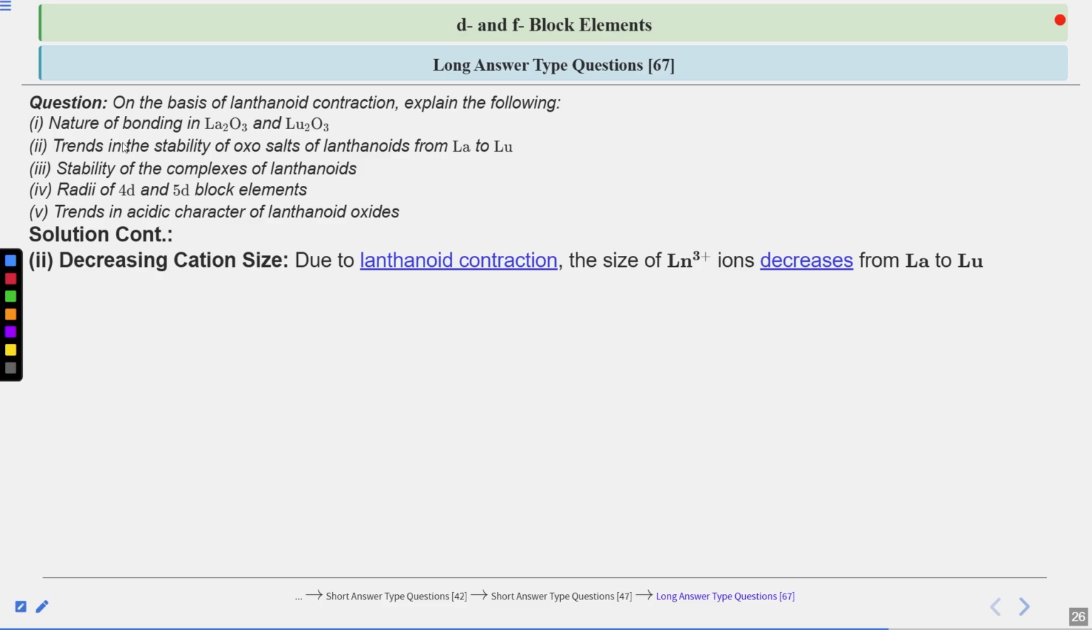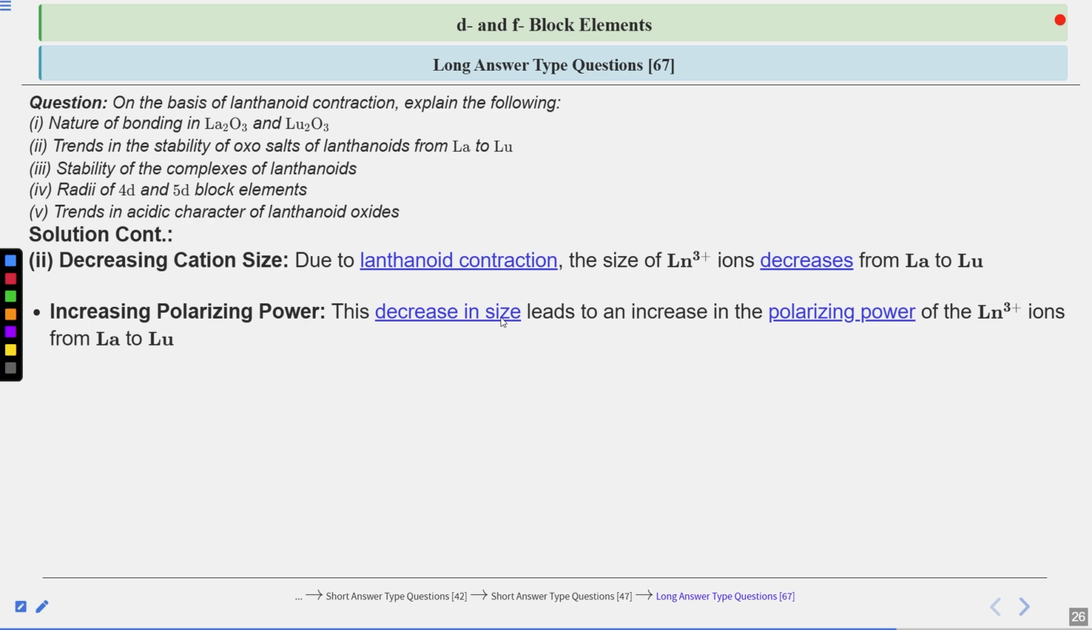Now let's explain the second part, that is the trends in stability of oxo salts of lanthanoids from lanthanum to lutetium. Regarding the decrease in cation size, due to the lanthanoid contraction, you have to use the lanthanoid contraction in every explanation of these 5 parts. So due to the lanthanoid contraction, the size of lanthanoid 3 positive ions decreases from lanthanum to lutetium, the first element to the last element.